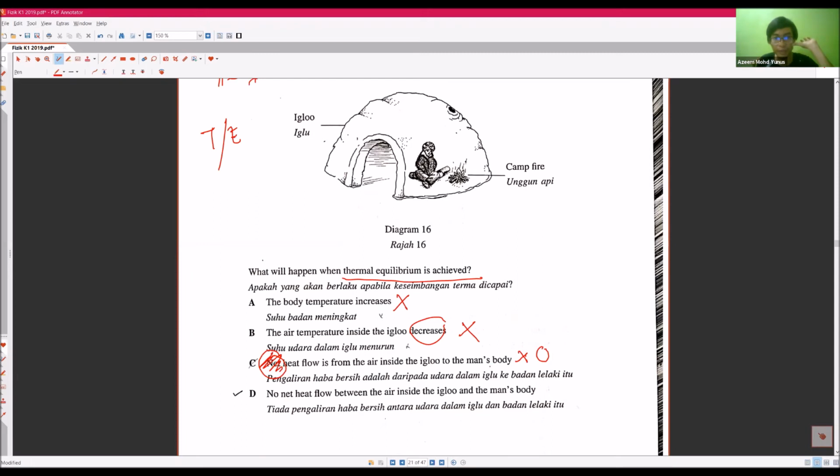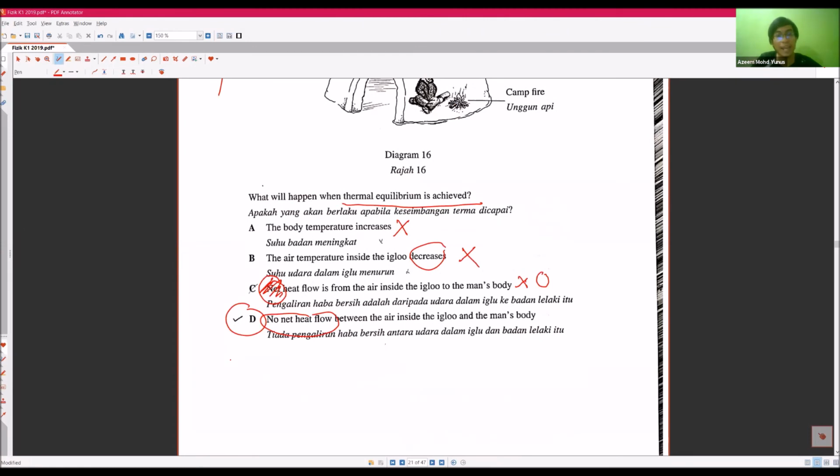That applies if it hasn't reached thermal equilibrium yet. But in this case, if it only says heat flow without net, we can say that the heat flow between the air inside the igloo and the man's body are the same. Thus, there is no net heat flow. No net heat flow. Yes, this is correct. I don't need to read all of it, because whenever I see no net heat flow or net heat flow 0, that means thermal equilibrium, or heat flow is the same without the word net here.